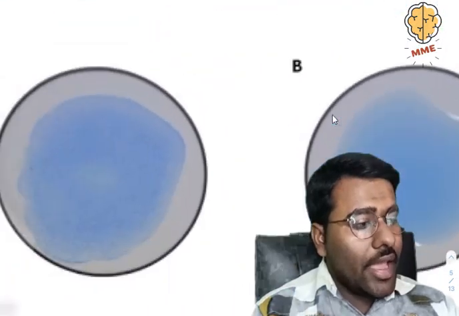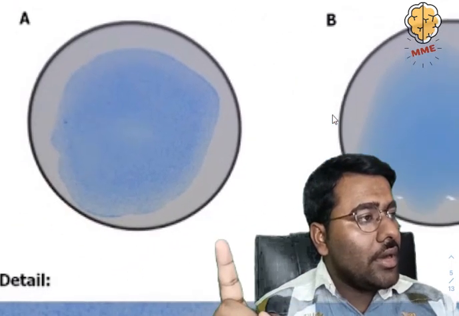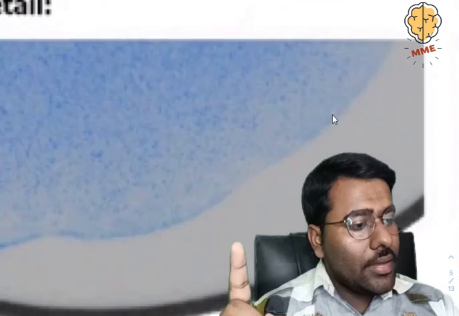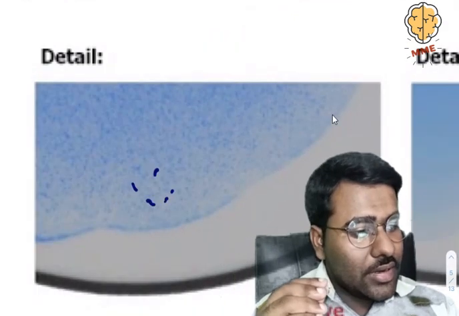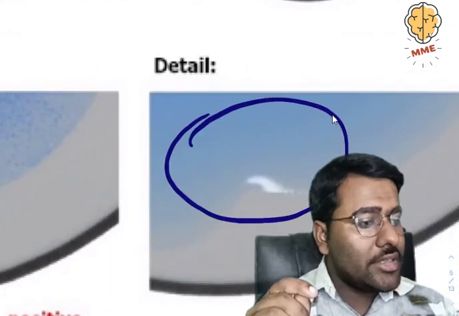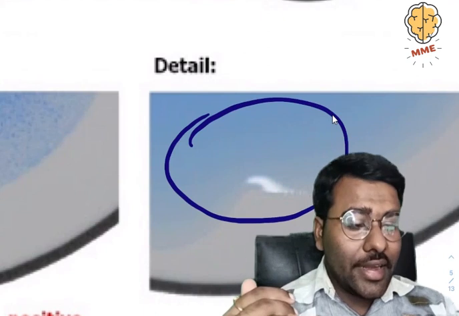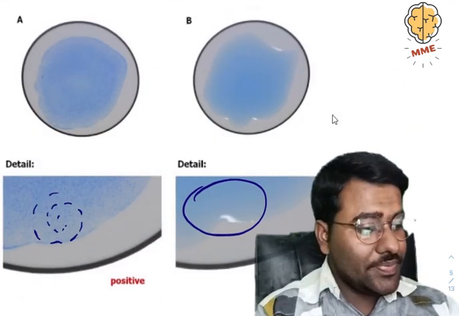Coming to the actual reaction, this is one plate and this is another plate. Now coming to more detail, you can clearly notice the agglutination. So this is the positive, and there is no agglutination here, so this is the negative latex agglutination test. This is the image of the latex agglutination test findings.